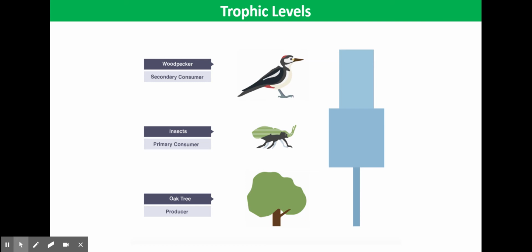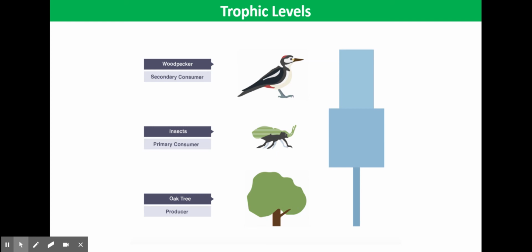This diagram here shows a pyramid of numbers. Now, this shows the population of each organism at each trophic level in the food chain. So in the diagram, the bars represent the population size of the organism at each trophic level. So the wider the bar, the larger the population size. As energy is lost to the surroundings from one trophic level to the next, there are usually fewer organisms with each trophic level due to decreasing chances of survival.